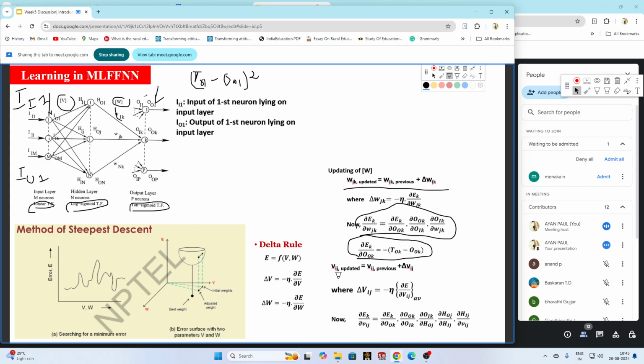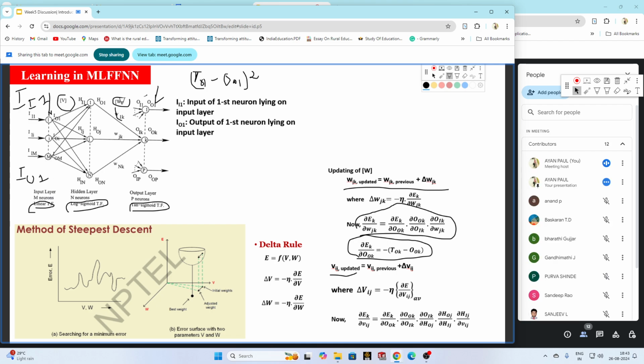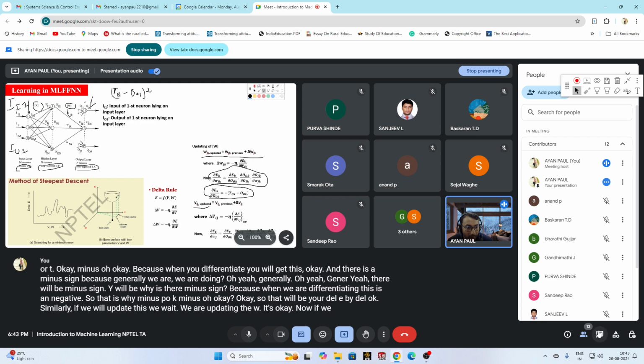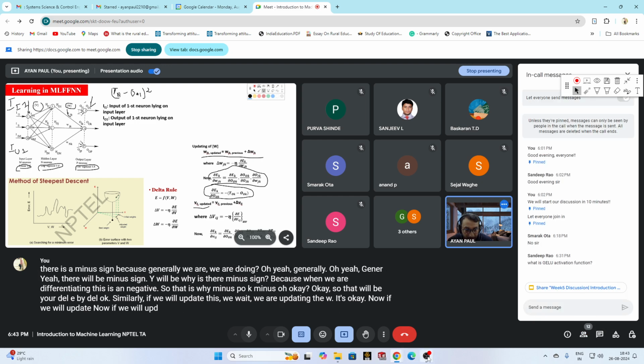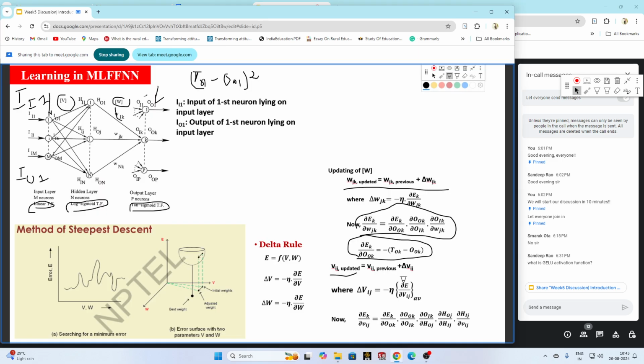Similarly, we have been updating the W weights, and now if we update the V weights, we will have the same formula: delta Vij is equal to minus eta, where eta is your learning rate, del E by del Vij. Then you will again apply the chain rule, because you are here and from here you have to go here, so from here to here, here to here, and then here to here.